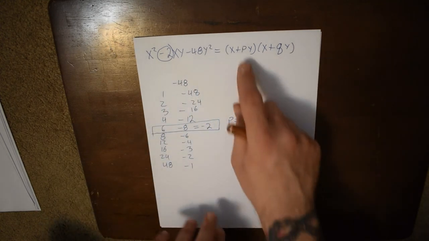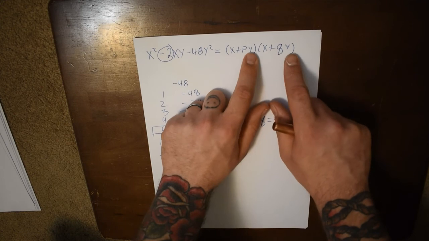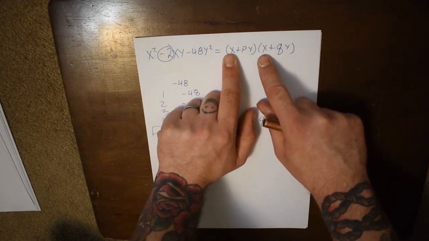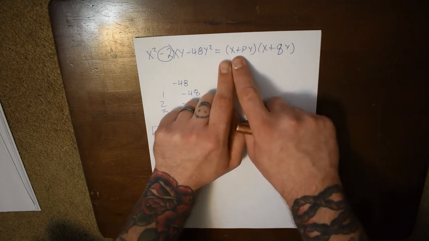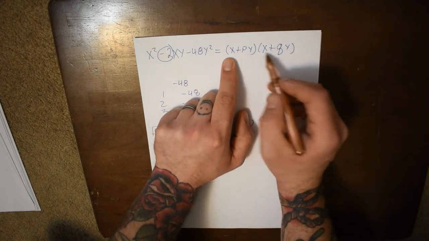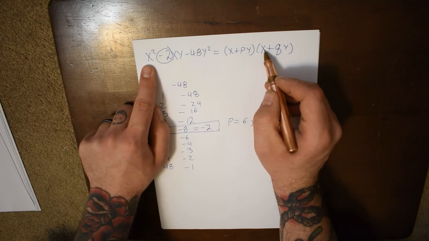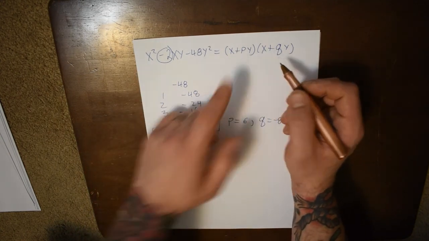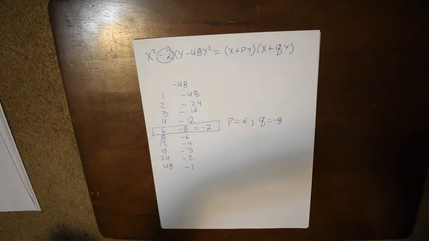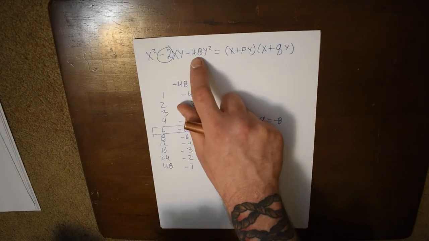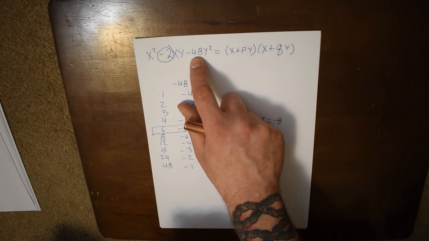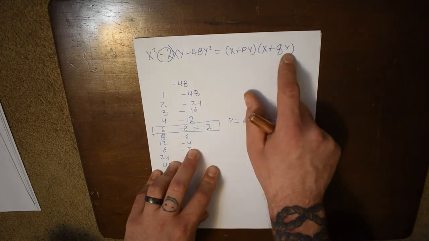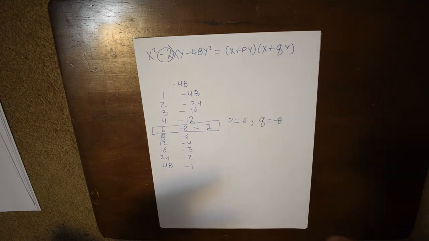How do I know that the p and the q are attached to the y and not attached to the x? Well, if you go to FOIL this thing out, the first thing we're going to do is multiply x times x. And we've got a leading coefficient of 1 over here, so we'd better have a leading coefficient of 1 over here when we multiply our x's together. These y's, they've got a number floating around. They've got that -48 floating around. So we know that the y's are going to have some number attached to them.